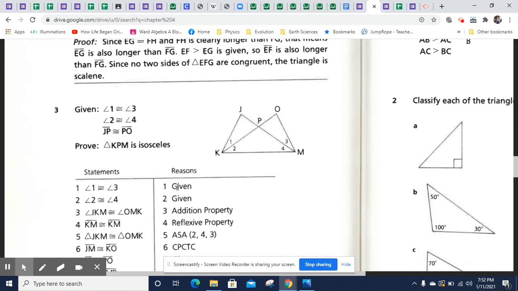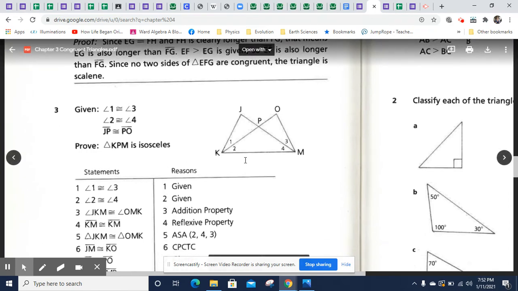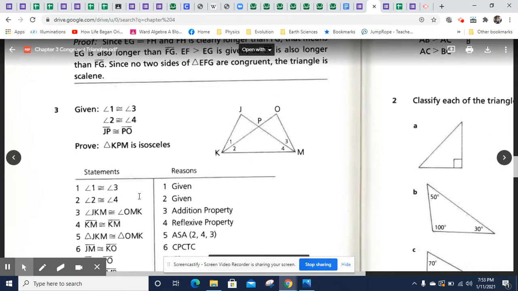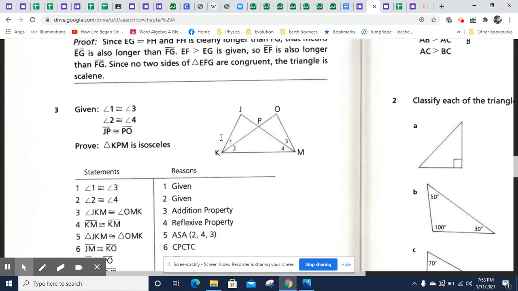And now we're trying to prove an isosceles triangle. So we're given angle 1 is congruent to angle 3, and angle 2 is congruent to angle 4. And we're trying to prove that KPM is isosceles. All right. Now, this is one of those where it might be useful to prove something about overlapping triangles. Well, let's see how we approach it. So we know that JKM is congruent to OMK because 1 and 3 are congruent and 2 and 4 are congruent. If you add congruent things together, you get a congruent sum.